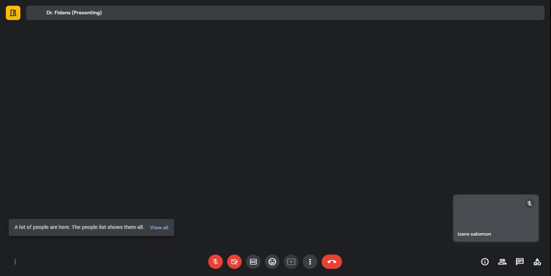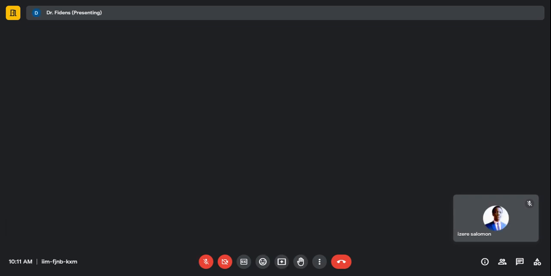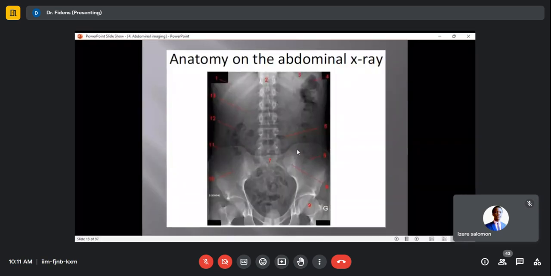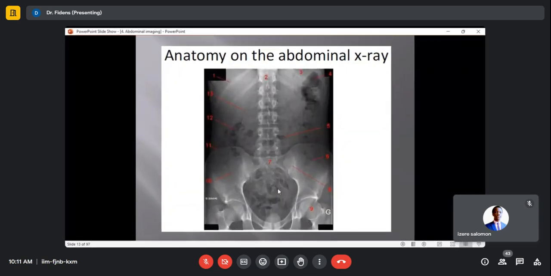Now hepatic flexure, and now transverse colon. It makes a U. It's not horizontal or transverse as you think, but anatomically it comes down a bit and goes up like this. That's the transverse colon and splenic flexure, and descending colon here, sigmoid and rectum at this level in the pelvis.